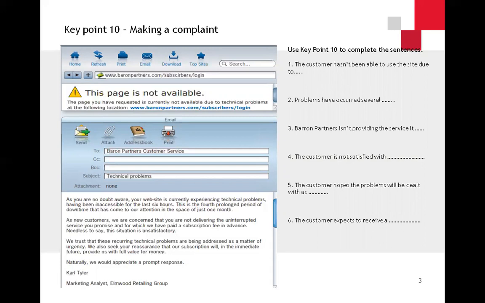Now, use key point 10 to complete the sentences. Number 1, the customer hasn't been able to use the site due to technical problems. Number 2, problems have occurred several times over the last month. Number 3, Barron Partners isn't providing the service it promised. Number 4, the customer is not satisfied with the service. Number 5, the customer hopes the problems will be dealt with as a matter of urgency. And number 6, the customer expects to receive a prompt response.